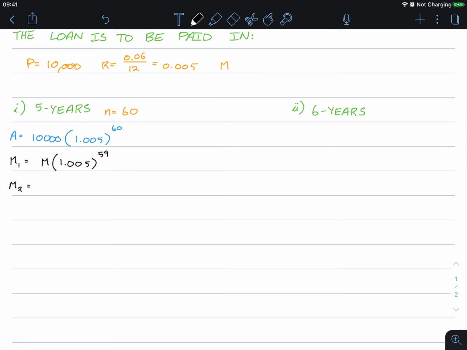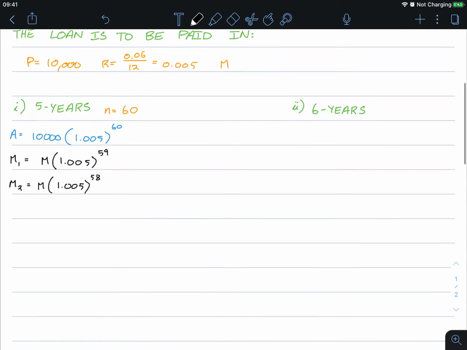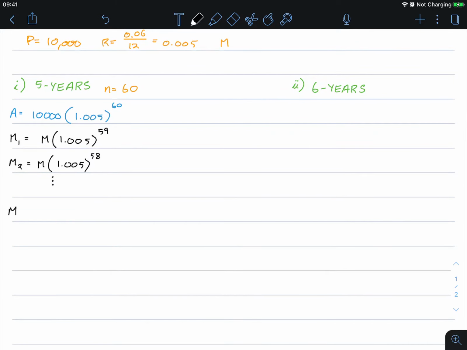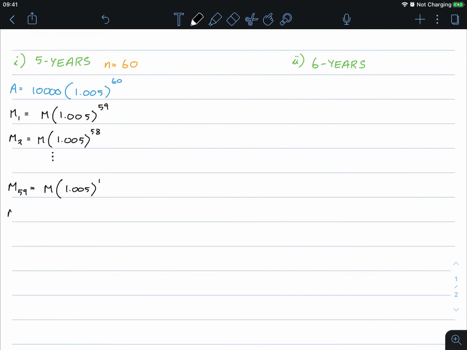The second payment is again the same value M, the same interest charged on it, but this time this will only receive 58 charges of interest. This pattern continues until we get to the 59th month, still paying the same M value. This will only receive 1 month of interest. In the 60th month, we just pay the value of the payment, M, without any interest.